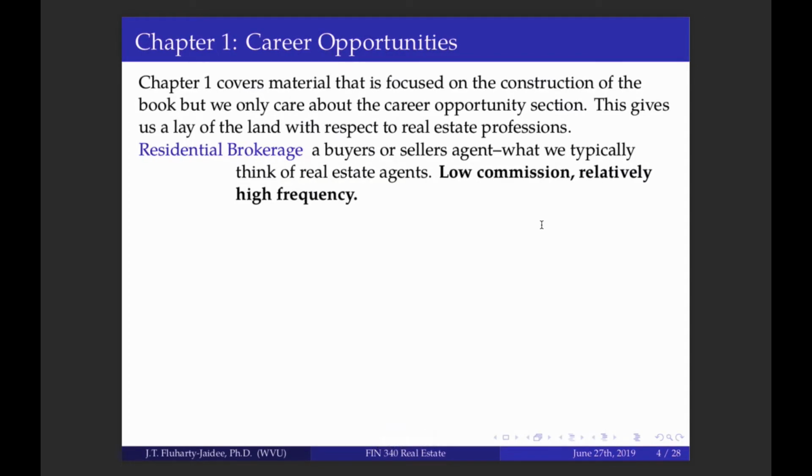Residential brokerage is a pretty common job in real estate. In fact, the most known job in real estate. There are buyers or sellers agents. You need a license for that. And they have pretty low commission, but a relatively high frequency of occurrence on that commission. But it could take you as much as 3 to 6 months to get started with your first sale. So if you're going to enter residential brokerage, you need to make sure that you have enough money set aside in order to maintain the C's, as your book puts it, or maintain your budgets to make sure that you don't go bankrupt in the time that it takes to make your first sale.